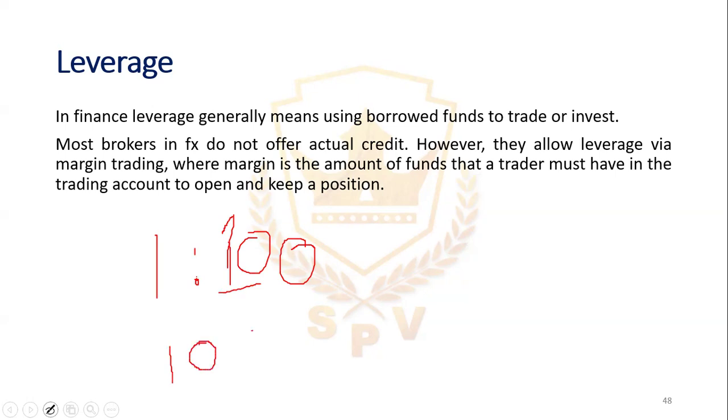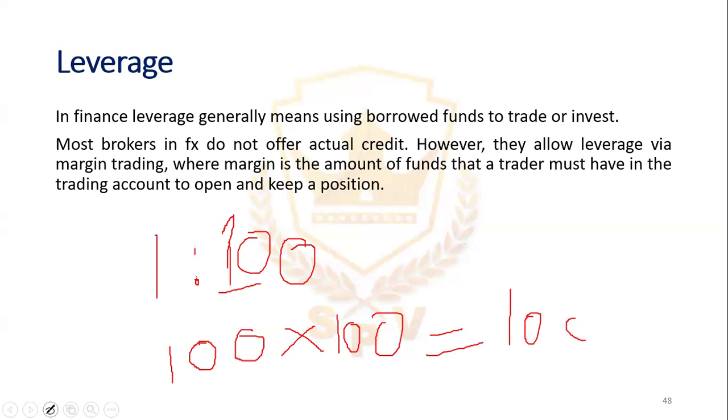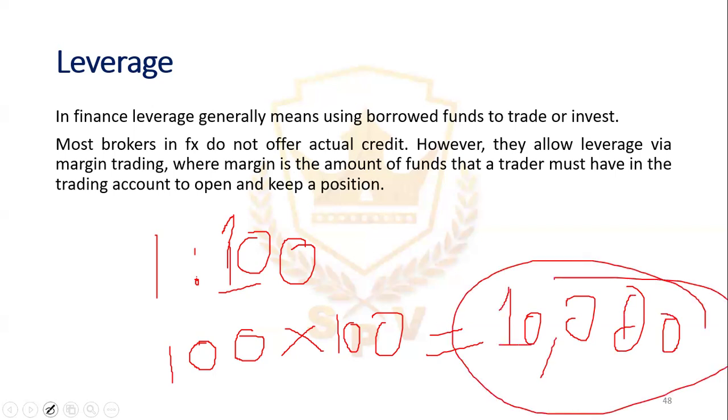If you deposit 100 USD, you multiply that by 100. So your capital will be 10,000 USD. That's the amount of money that you can use to trade the foreign exchange market.